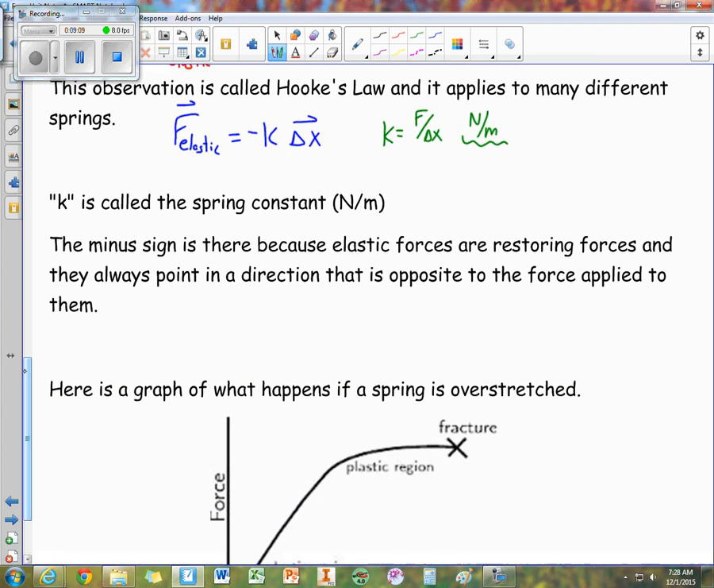Okay, so the minus sign, as I said before, is to change direction. And that's because elastic forces are what we call restoring forces. They are trying to restore the spring to its rest length. And that's going to become important when we talk about oscillatory motion, things bobbing up and down.